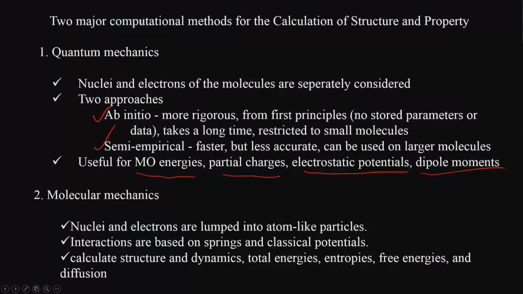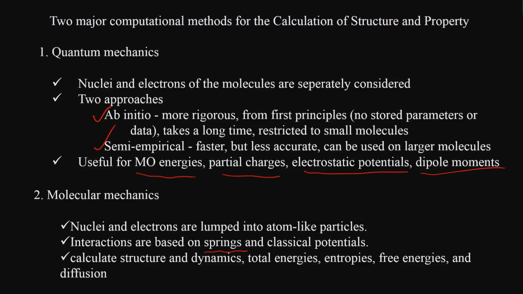The other method is called the molecular mechanics method. This is a simpler version of quantum mechanics. Here you do not differentiate between the nucleus and the electrons. It is lumped together as atom like particles, like balls, and these balls are connected by springs. So, you use classical potentials like Hooke's law for calculating energy. We can calculate structure, dynamics, total energy, entropy, free energy and diffusion. We can go up to thousands of atoms in molecules.